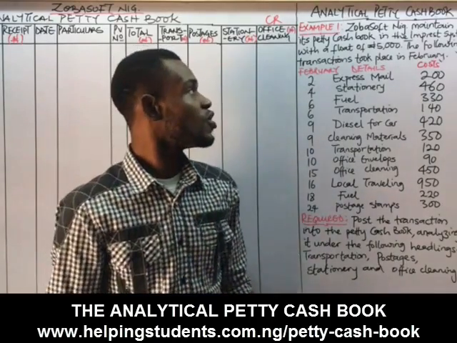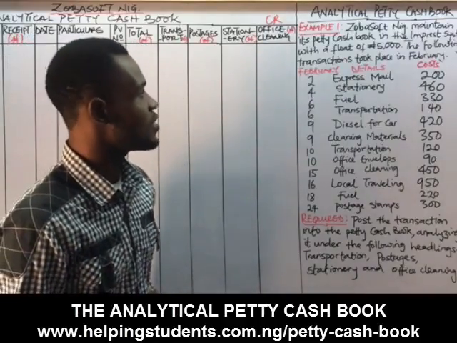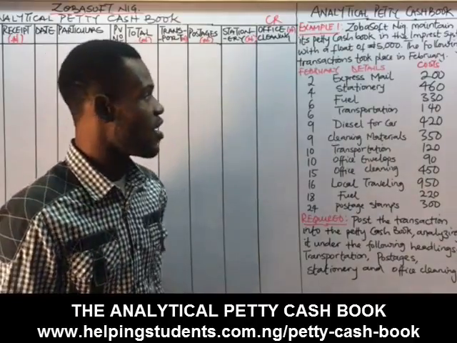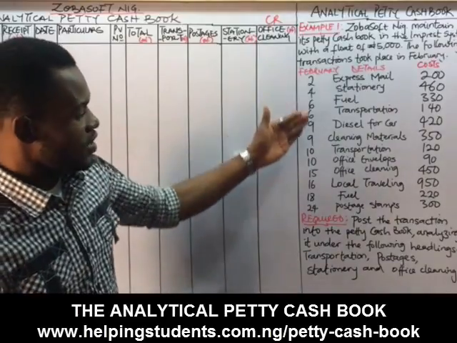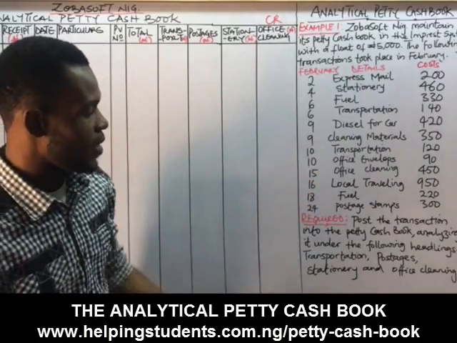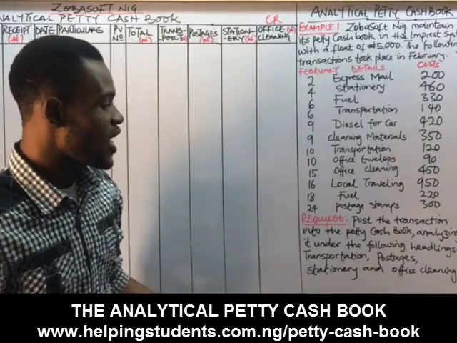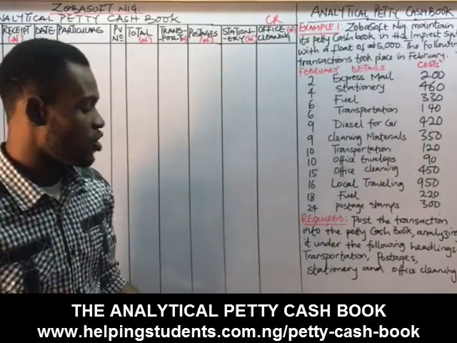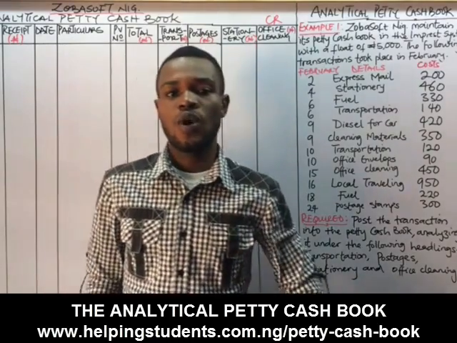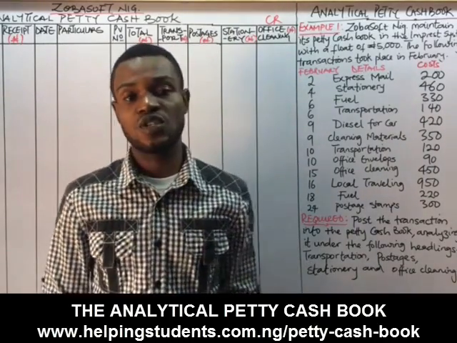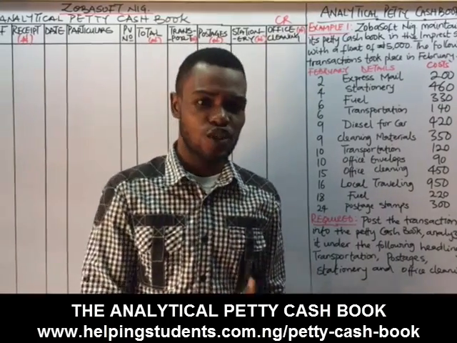So, Zobasoft Nigeria maintains its petty cash book in the Imprest system with a float of 5,000 naira. The following transactions took place in February. Now, these are the transactions we have already. The requirement says post the transaction into the petty cash book, analyzing it under the following headlines: transportation, postages, stationery, and office cleaning. Now, one of the challenges students have in solving questions under the petty cash book is to know the analysis columns or the column they need to open.